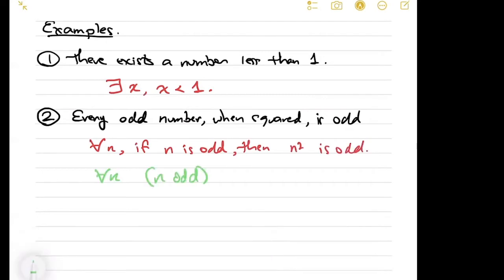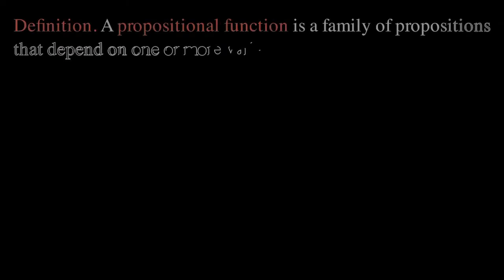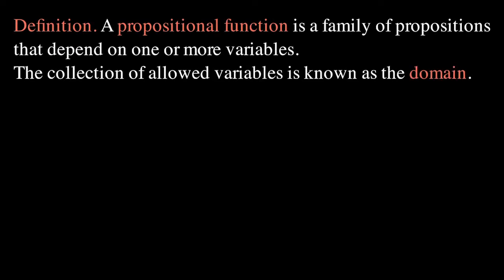Now we add an idea to make our quantifiers even more powerful. Definition: a propositional function is a family of propositions that depend on one or more variables. The collection of allowed variables is known as the domain of the function. Here's a simple example. Let us define p of x to be the propositional function x cubed is less than 7, where we allow x to range over the real numbers.